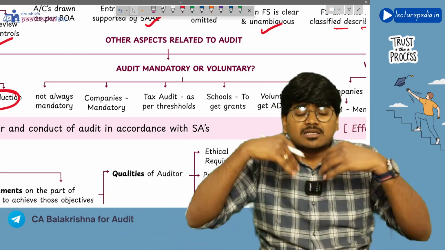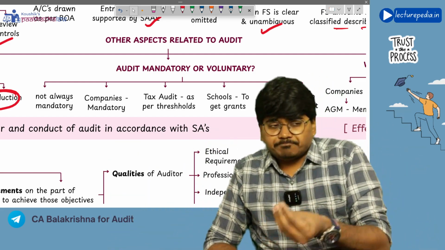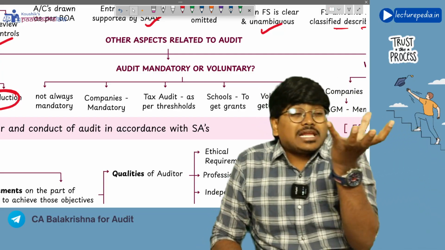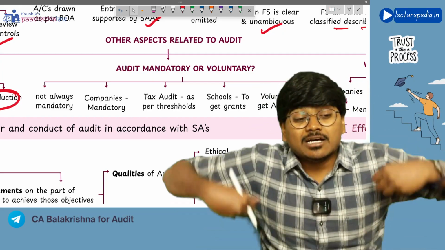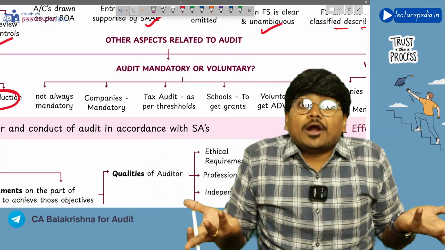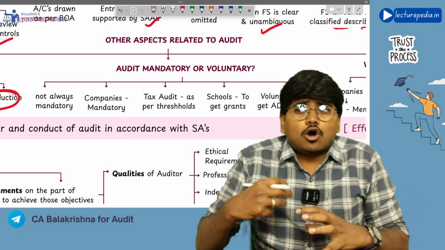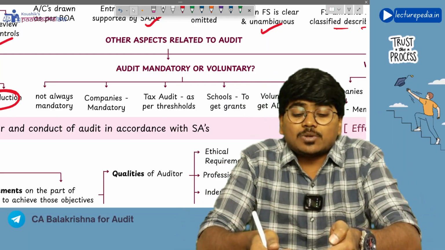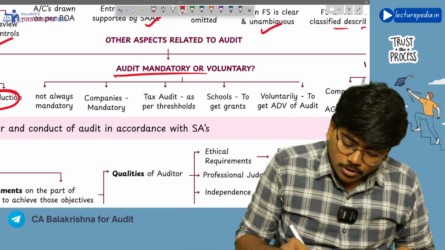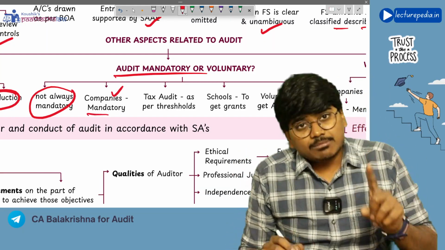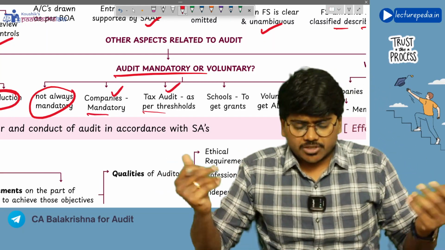And next, some organizations, even though audit is not mandatory, for the purpose of getting or enjoying the benefits of audit, will get their books of accounts audited. So you cannot say that audit is mandatory or voluntary. You have to see the situation and decide. So audit is not always mandatory, but in case of companies, it becomes mandatory, and tax audit as per thresholds.